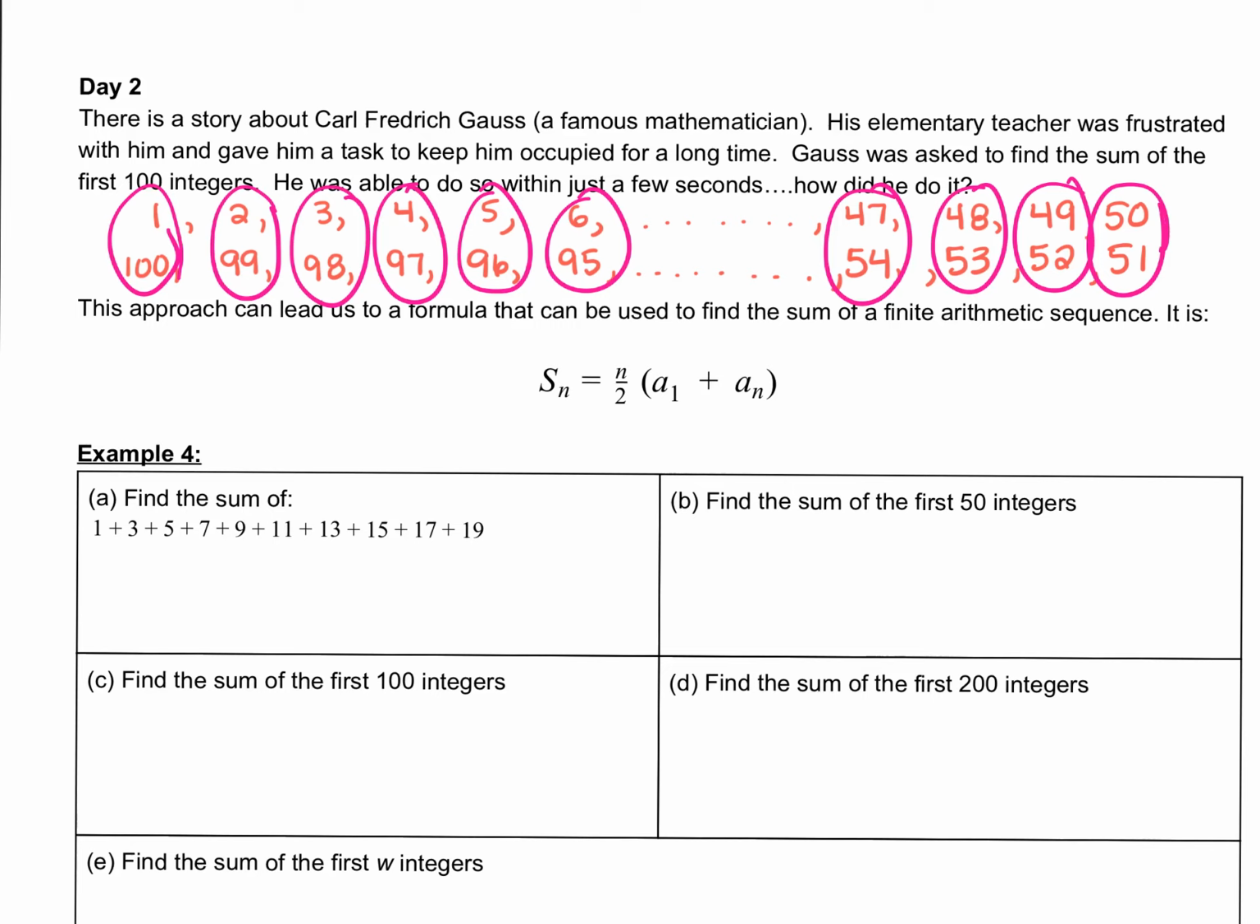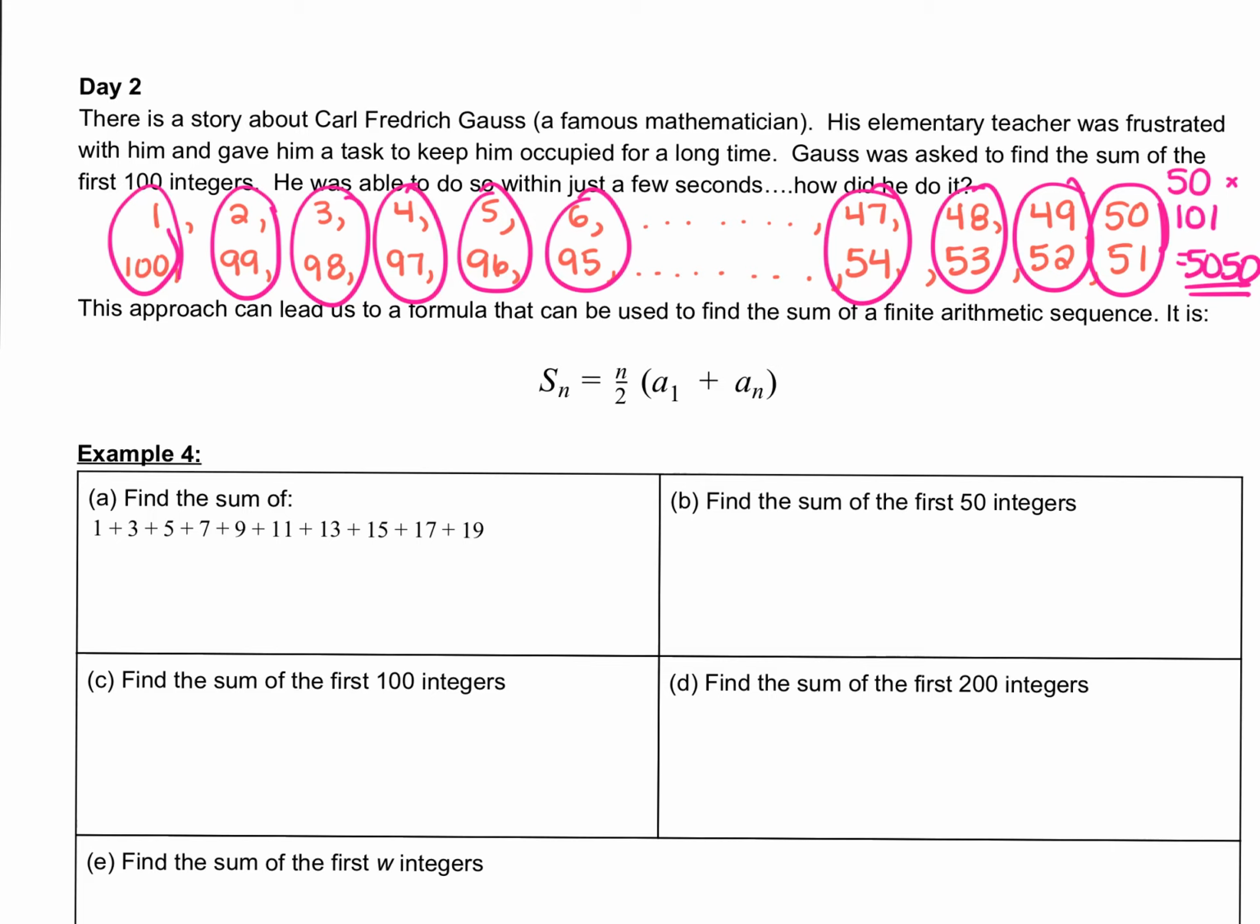But what's even more interesting is how many of them will there be? Well, we see from 1 to 50, there are 50 of them, and each of those sums is 101. So if you do 50 times 101, you get the sum, which is 5,050. And this is how Gauss quickly figured out the sum of the first 100 integers.